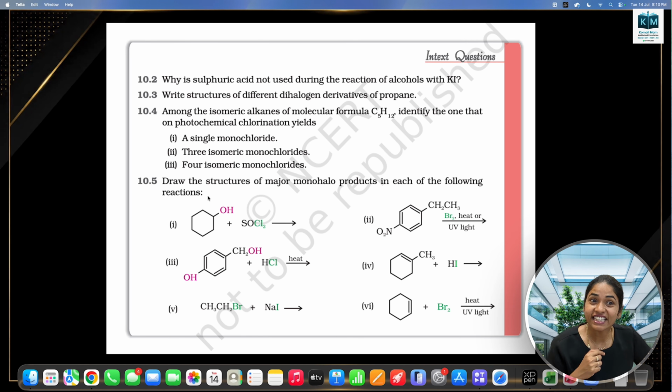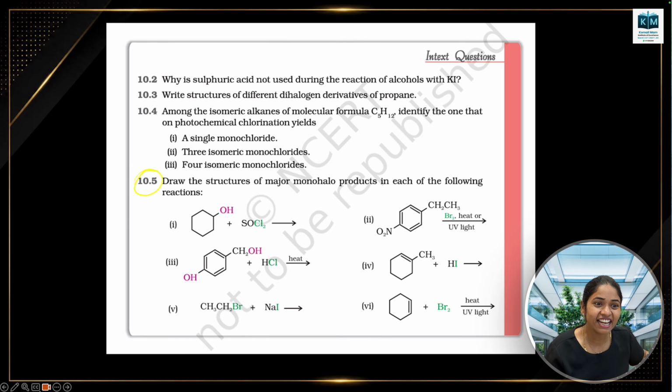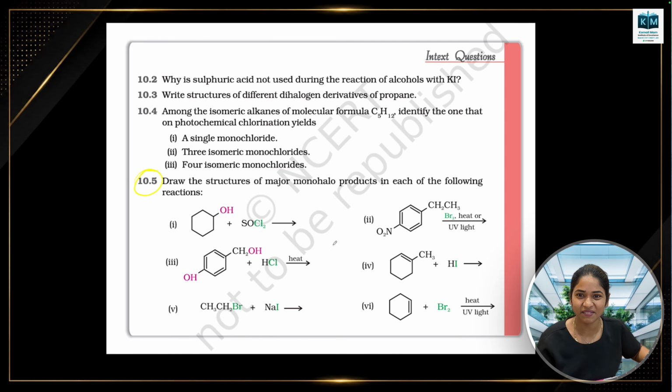Forgot to tell you, try this question. This is from NCERT 10.5. Just try this and let me know your answer, whether you are able to do it or not, in the comment section. This is the question. OH is there, SOCl2 is there. What is the product you will keep? Remove OH and keep Cl here. Same way, try the next questions and let me know how many you are able to do.